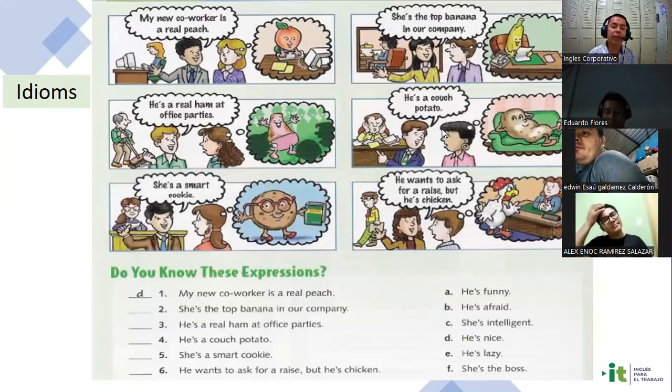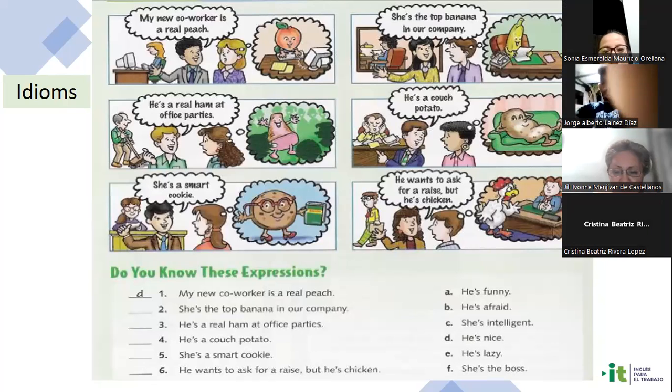My new coworker is a real peach. If you say, for example, Eduardo is a real peach. Esmeralda is a real peach. What is the meaning? She's the top banana of her company, right? You say, Cristina is the top banana of Banco Atlántida, right? I can say, for example, Enoch is the top banana of Grupo GBO, right? Jill is the top banana in Indy Motos. Okay? What is the meaning of top banana?